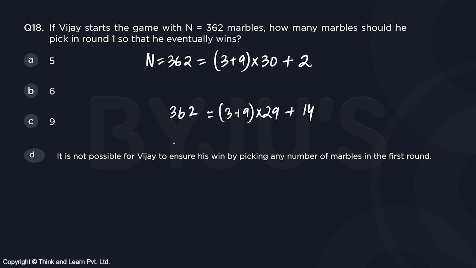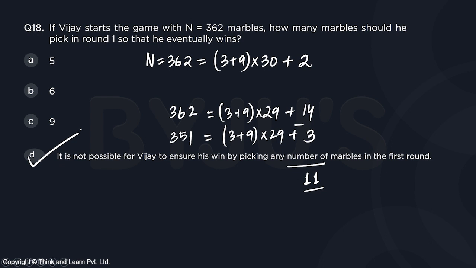Now he's going to win if the number of marbles is going to be of the form 3 plus 9 into 29 plus 3, which is a reduction of 11. So this turns out to be 351. So if we subtract, he should pick a total of 11 marbles, but unfortunately 11 is not one of the choices. So no matter what Vijay does, he will never be able to win. So it is not possible for Vijay to ensure his win by picking any number of marbles in the first round. So the answer is going to be option D.